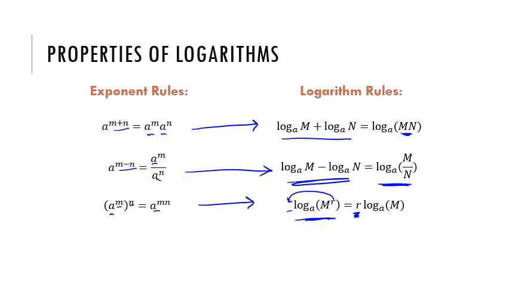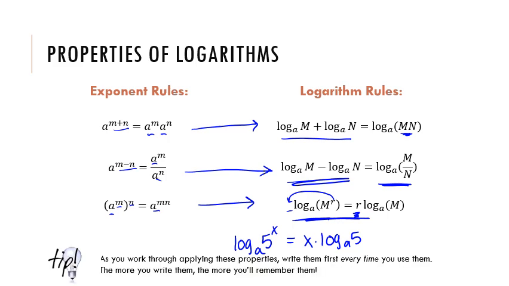So for example, if we had something like log base a of 5 to the x power, this property allows me to move that x in front, which is great because it gets that x outside of the logarithm.